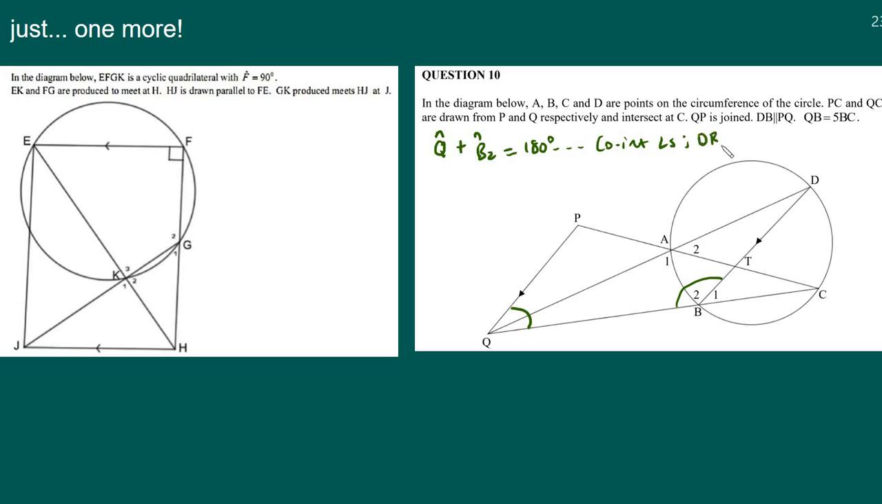What else? BDQ. Let's check that one. BDQ alternates with PQD. What a very nice observation. So PQD is equal to angle D, because these are alternating angles.